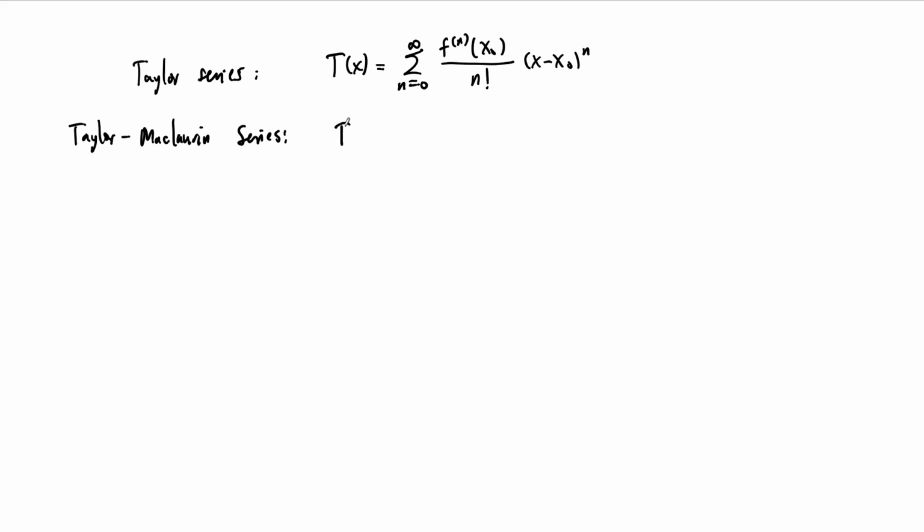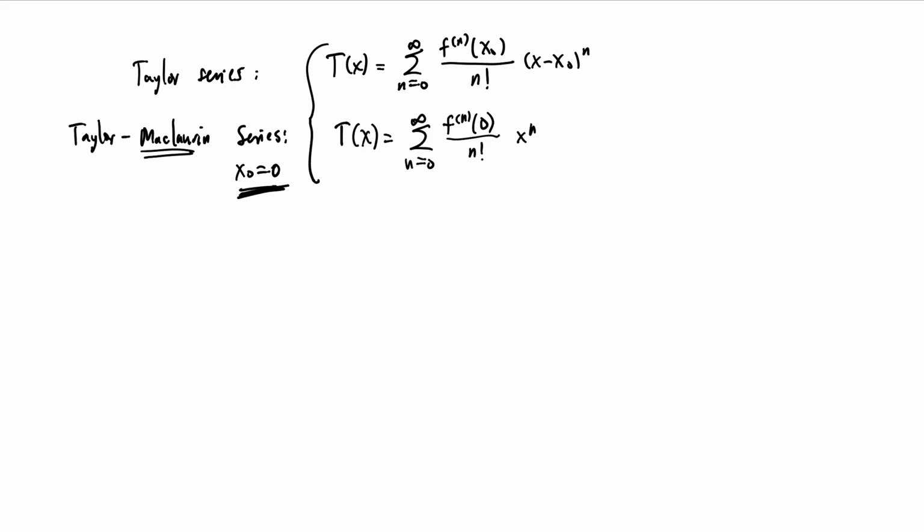But this is just given by the special case when x0, the center point, is the origin. So it's equal to 0. And we'll still call it T here, but this is the sum, n equals 0 to infinity, of the nth derivative of f at the origin over n factorial times x to the power n. The only difference here is that we've made this special choice of x0 equal to the origin. So for the Maclaurin series, if you see this word, Maclaurin, then you know that the center point is the origin, x0 equals 0.